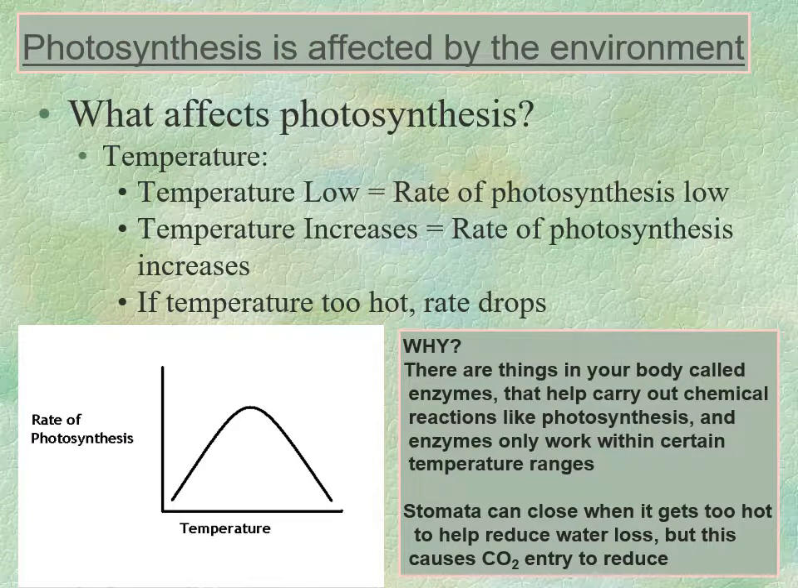If it's too hot for the plant to do photosynthesis, it's going to start breaking down. And you have to make new enzymes to replace the ones that just broke down. So that's the big thing here. If it's too cold, those enzymes can't do their job. And if it's too hot, the enzymes can't do their job. So what ends up happening is stomata will close if it gets too hot to reduce water loss, but it causes CO2 entry to reduce as well.